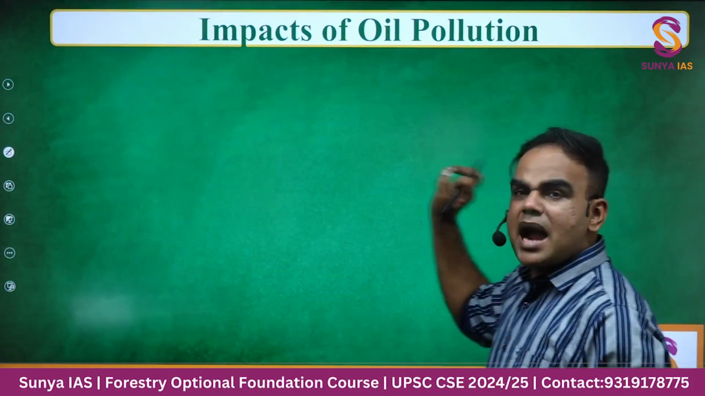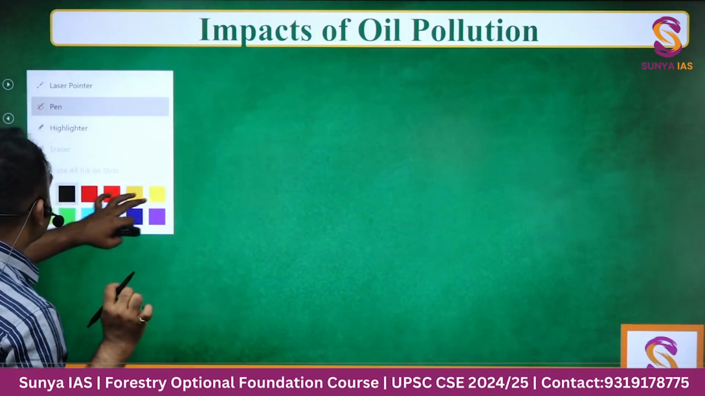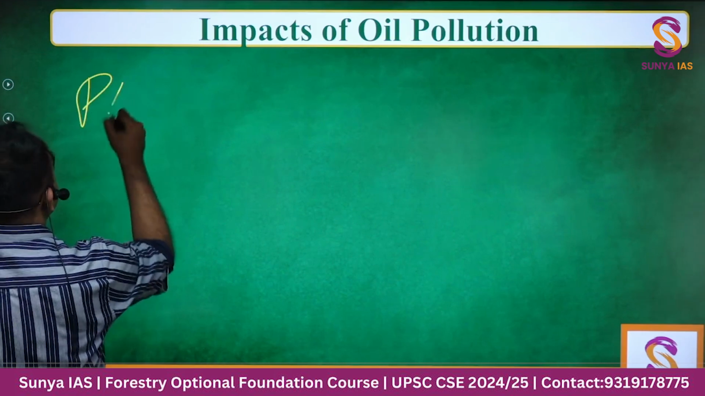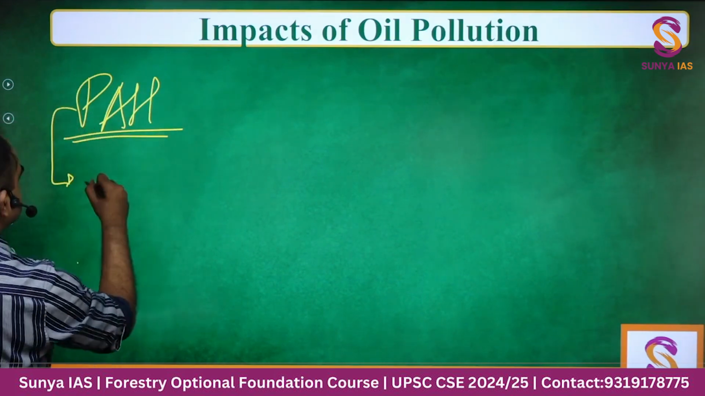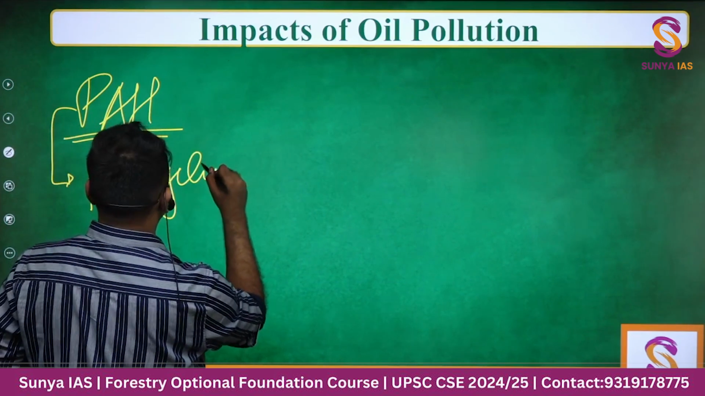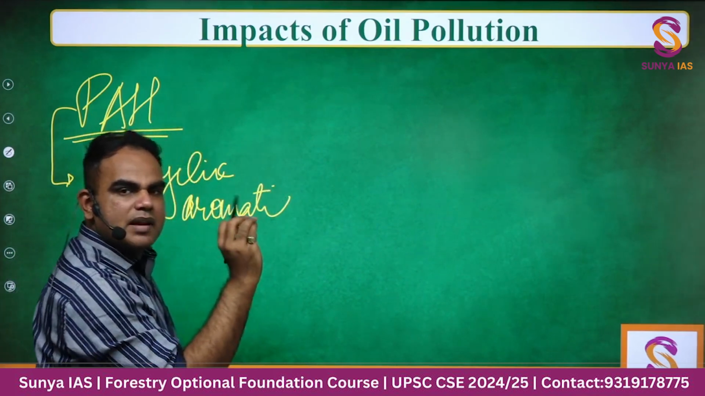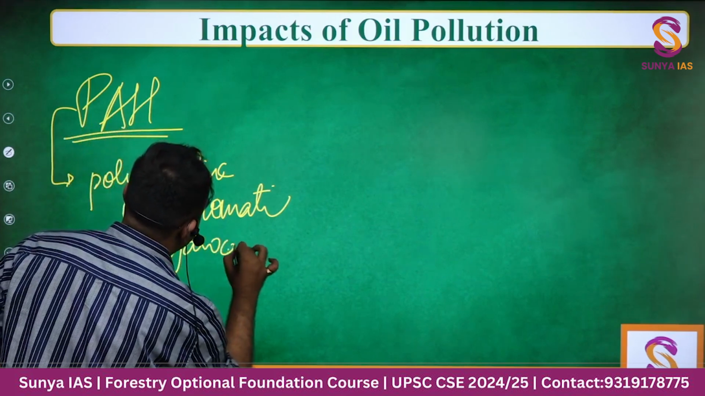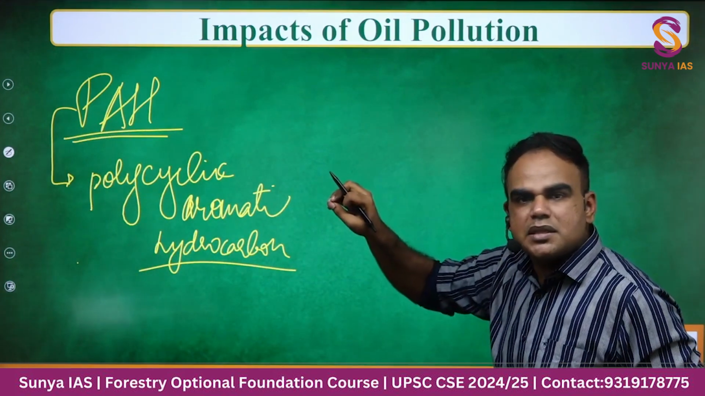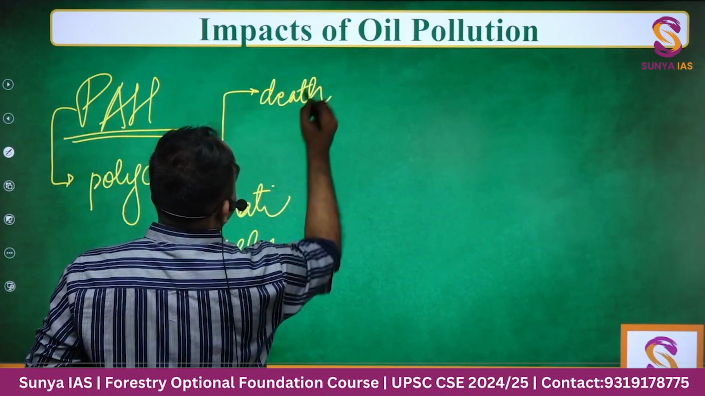Let us understand the impact of oil pollution. Before I give you the impacts, I'll tell you that oil and hydrocarbon related components have PAH, which you can also write down if you want. They basically have polycyclic aromatic hydrocarbons. Oil or its compounds will have polycyclic aromatic hydrocarbons, which are toxic in nature. So if there is a toxic substance in the components of oil, what will this lead to? This will lead to death of aquatic ecosystems in the long term.